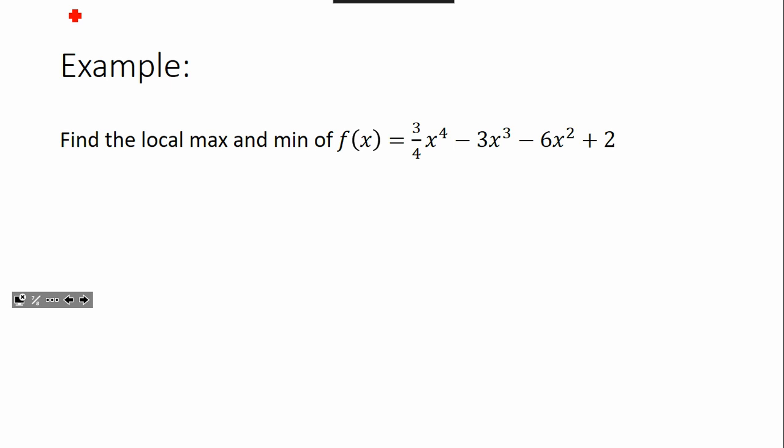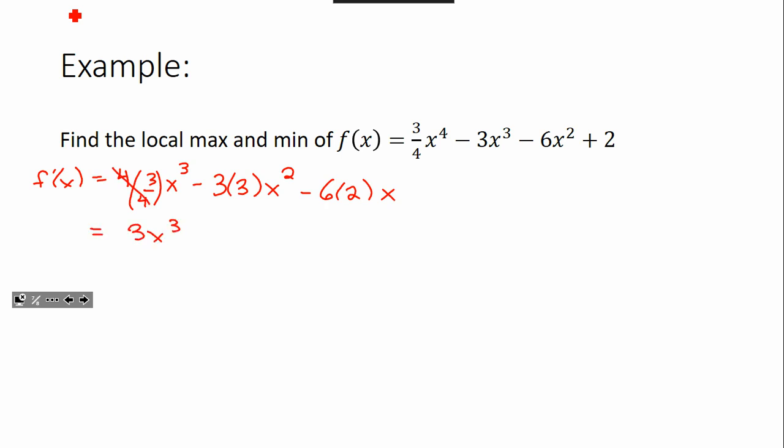So if I take this function and I find my first derivative, I have 4 times my 3/4 that's already there, reduce my exponent by 1, minus 3, bring down the 3x squared, minus 6 times 2, x reduce it by 1, plus my constant. My 4's over here cancel. I'm just left with 3x cubed minus 9x squared minus 12x. Again, I have a common factor of 3x, so I'm going to take that out. I'm left with x squared minus 3x minus 4.